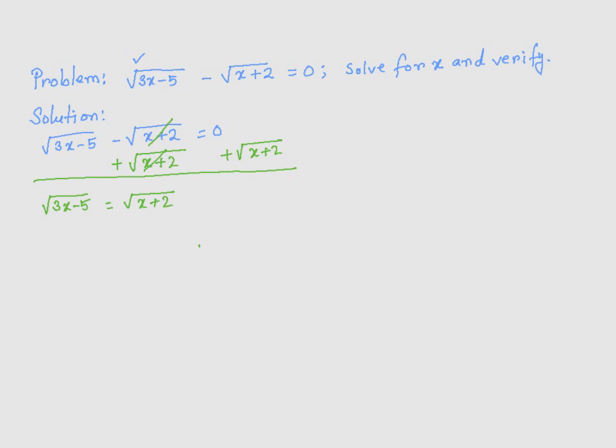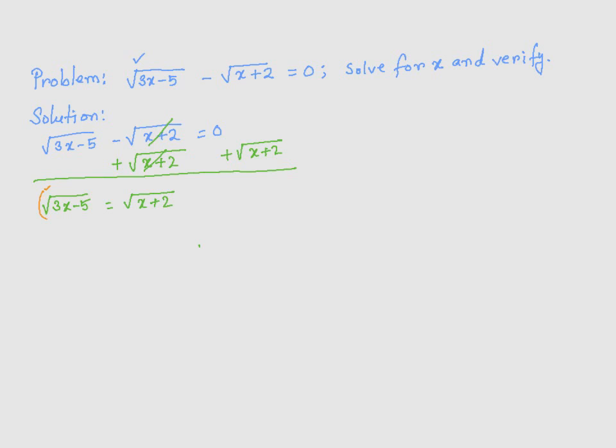Now I need to get rid of the square root. In order to get rid of the square root, I need to square both sides. Why? Because square and square root are going to cancel out. If I had a cube root here instead of a square root, I would have to cube both sides to get rid of the cube root. If I had a fourth root, I would have to take the fourth power of both sides in order to get rid of the fourth root. So please make sure that you understand these kinds of details, basically how to get rid of the nth root.